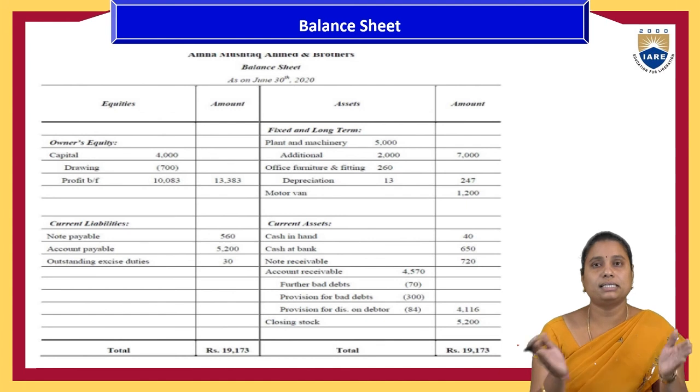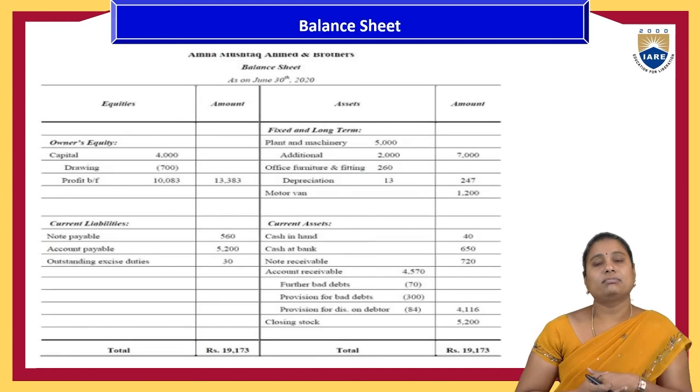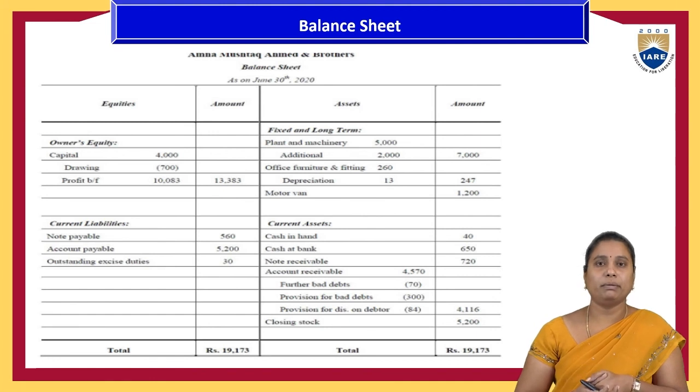The total assets is equivalent to the total liabilities. So like this, we will prepare the balance sheet, trading account, and the profit and loss account if we have the knowledge of the pro formas related to the trading, profit and loss account, and balance sheet.